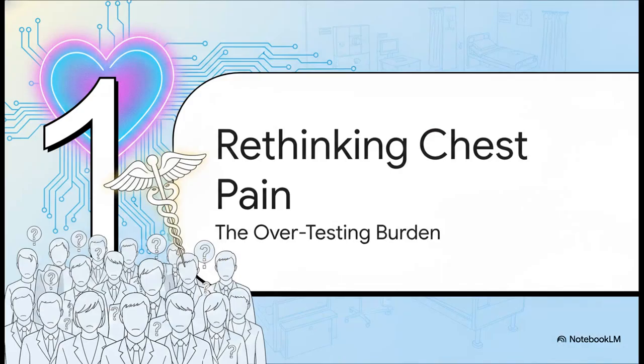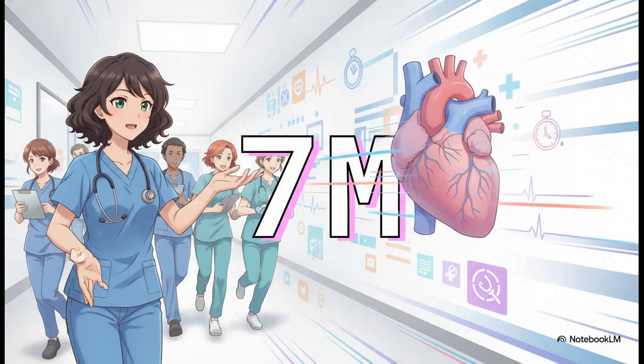Section 1. Rethinking acute chest pain. The burden of over-testing. Let's start things off by just taking a second to look at the sheer overwhelming volume we're dealing with amidst the absolute chaos of a busy shift. Nearly 7 million. That is the number of emergency department visits for chest pain annually in the United States alone. It's actually the second most common reason for emergency care, period. That is a massive, staggering influx of patients requiring rapid triage, evaluation, and really tough decision-making by docs every single year.